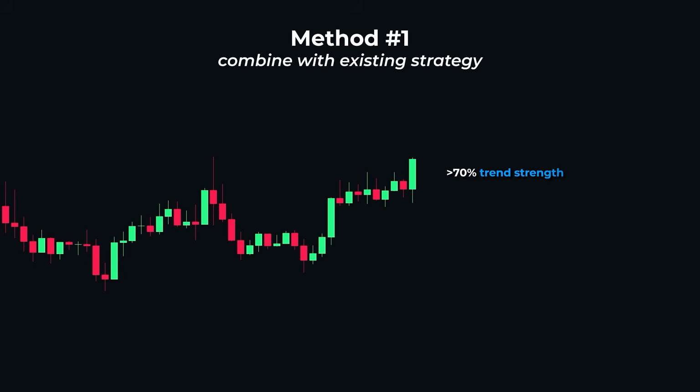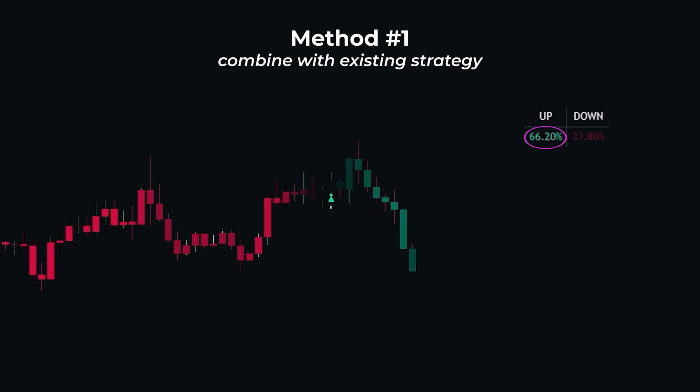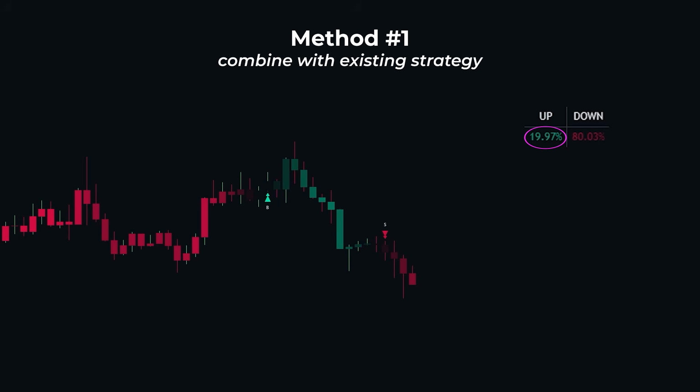For example, say you're preparing to enter a long trade, but when you apply the indicator and check the trend strength, notice it's only at 60.9%, which is below the target of 70%, indicating that the trend lacks momentum. Even if everything else looks good, it's better to wait until the indicator confirms a stronger trend. In this example, the price eventually went down, so the DT Trend Analyzer just saved us from this losing trade.